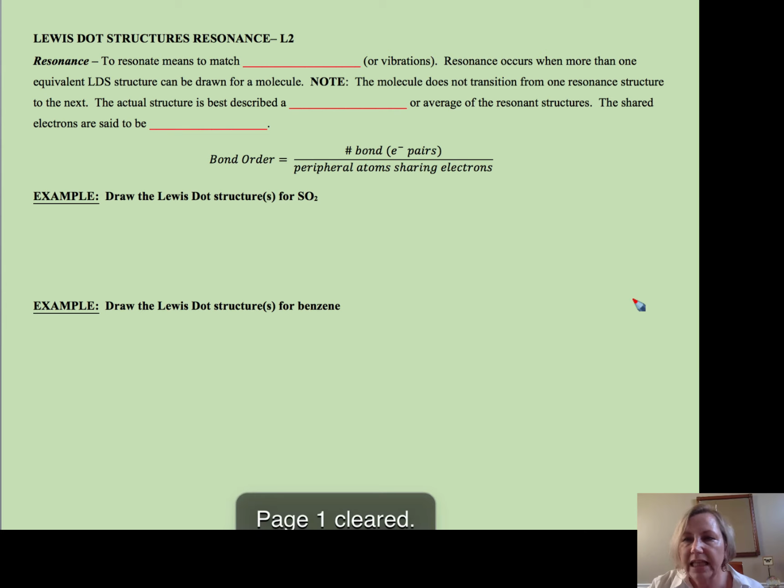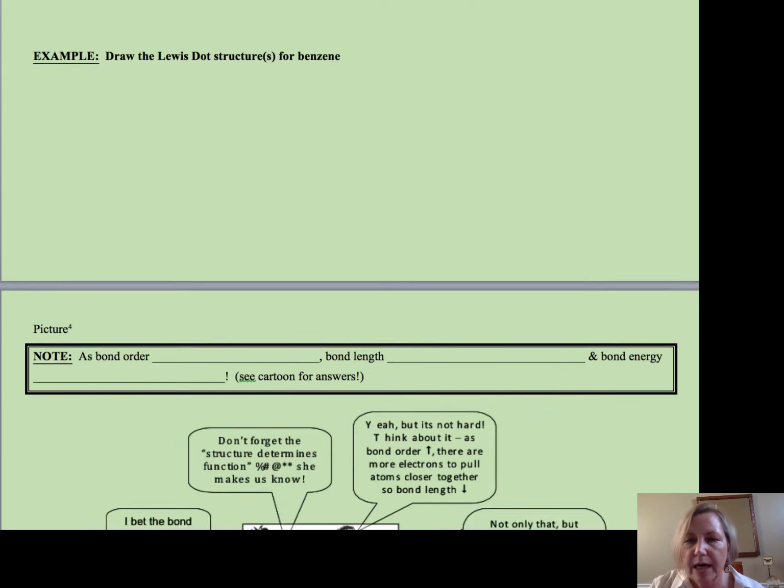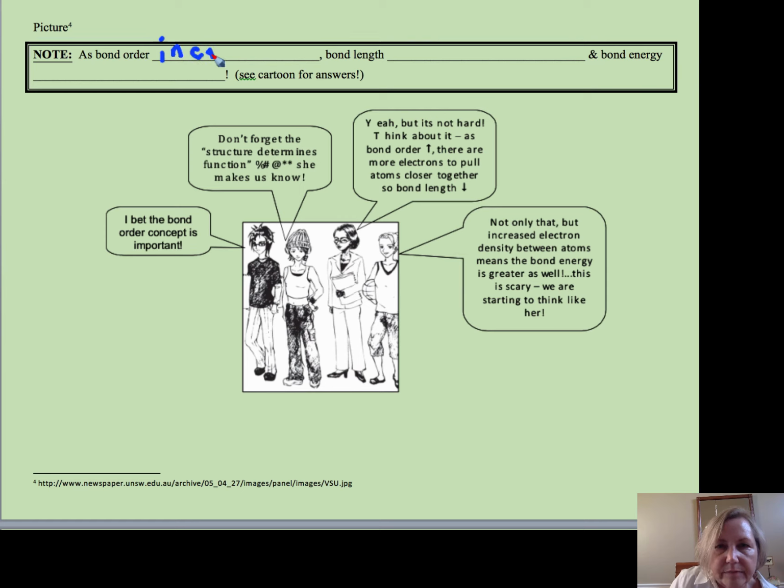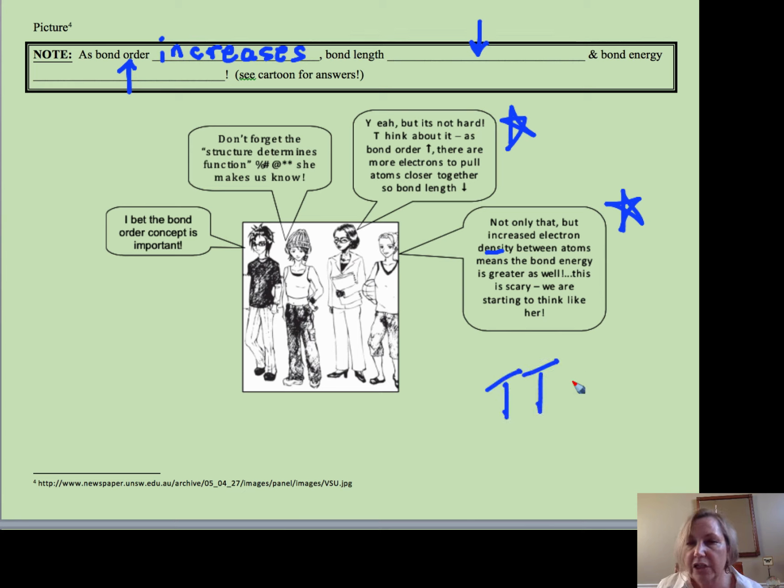So let's take a look at the impact of bond order on bond length and bond energy. As your bond order increases, your bond length decreases. I encourage you to read this. I did it intentionally trying to make a little fun, but it's got important information in there. Your bond length decreases because there's more electron density between the atoms. The bond energy increases. Again, the more electron density, you've got stronger, tighter attractions, and it's going to take more energy to break. Remember, it takes energy to break.